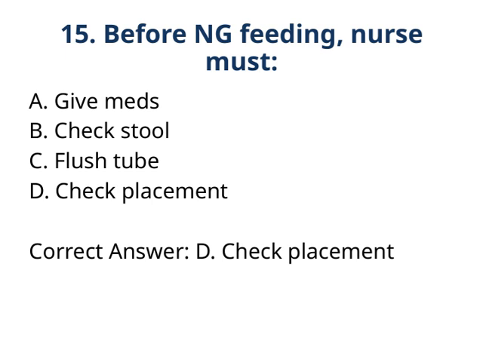However, the most important step of all is to check the placement of the tube. Verifying that the tube is correctly positioned in the stomach or small intestine helps prevent serious complications like aspiration or feeding into the lungs. Remember, ensuring correct tube placement is a key safety step before beginning any feeding.